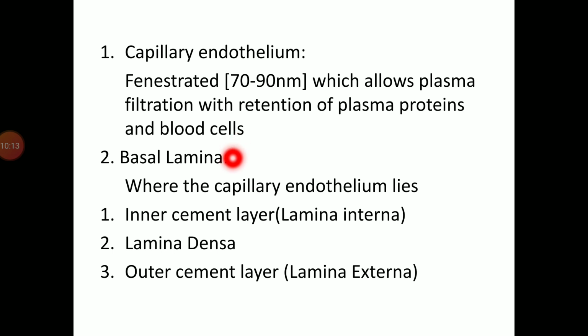Then after, the blood has to pass through the basal lamina where the capillary endothelium lies, and this basal lamina has been divided into the lamina interna, which is near to the capillary endothelium, and the layer which is facing outside towards the podocyte, you call the lamina externa, and the middle layer you call the lamina densa.